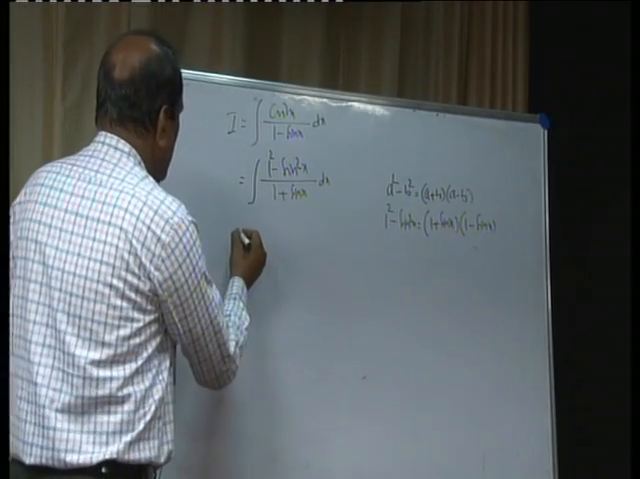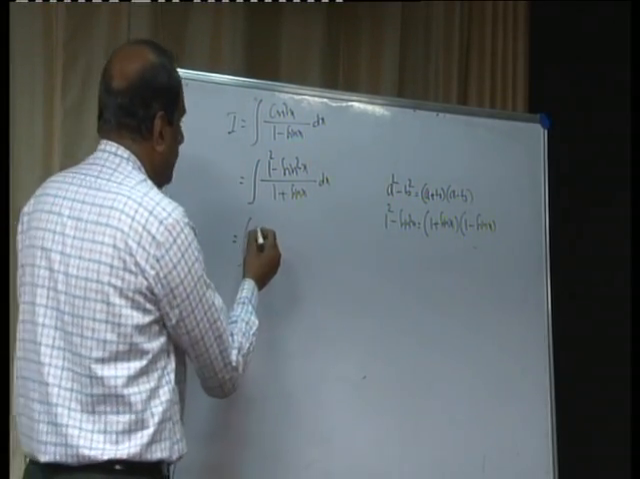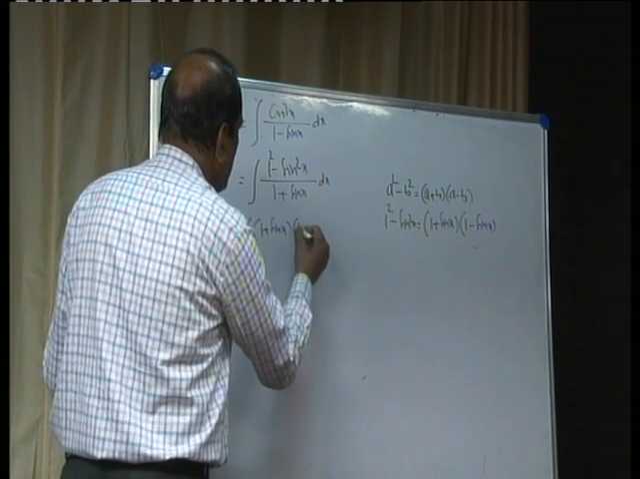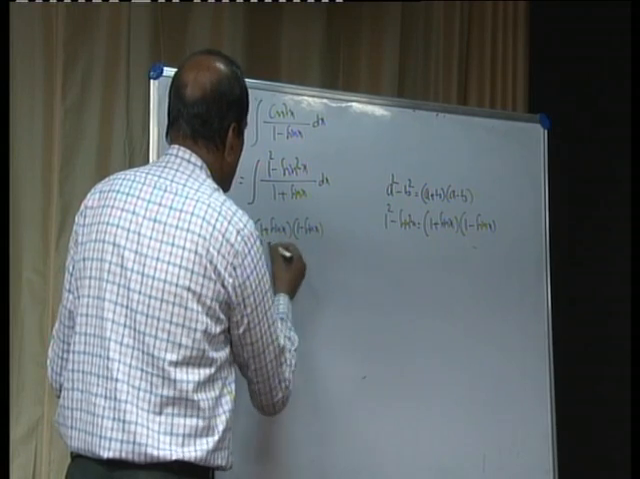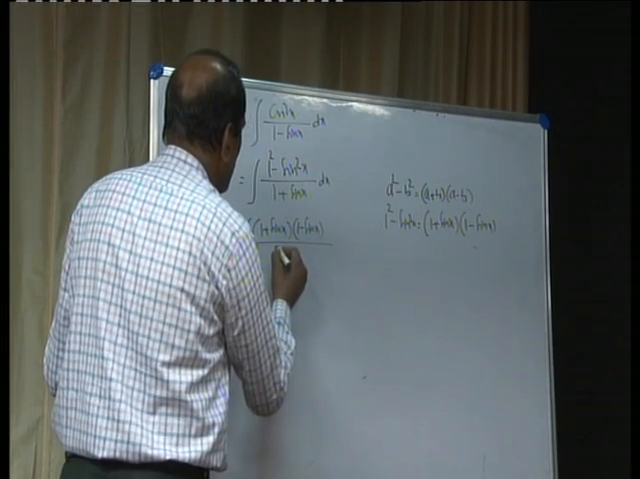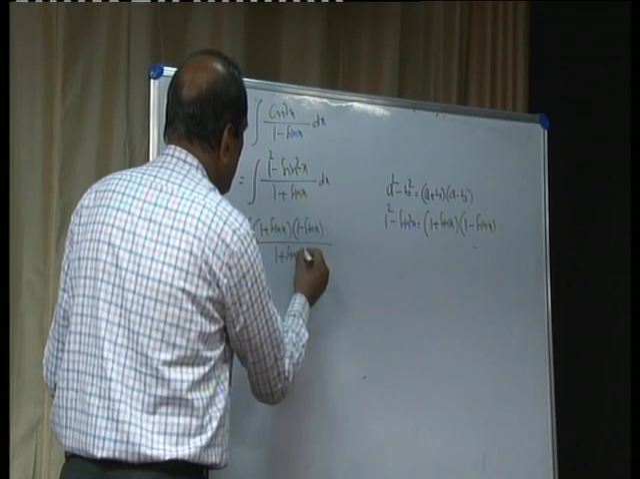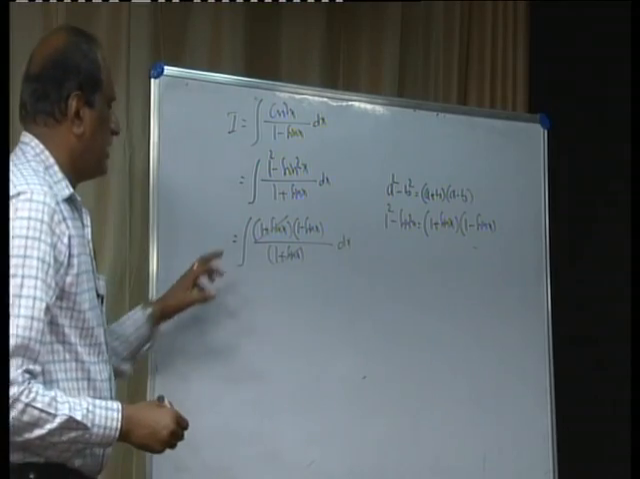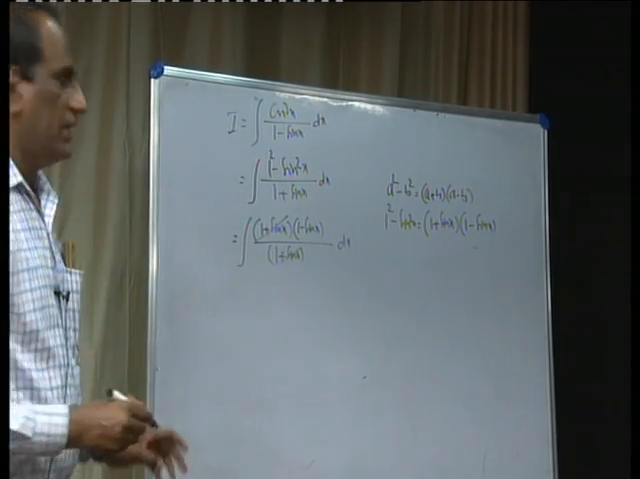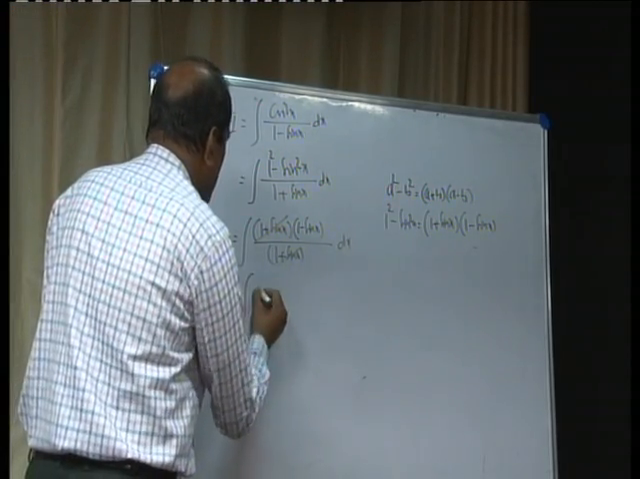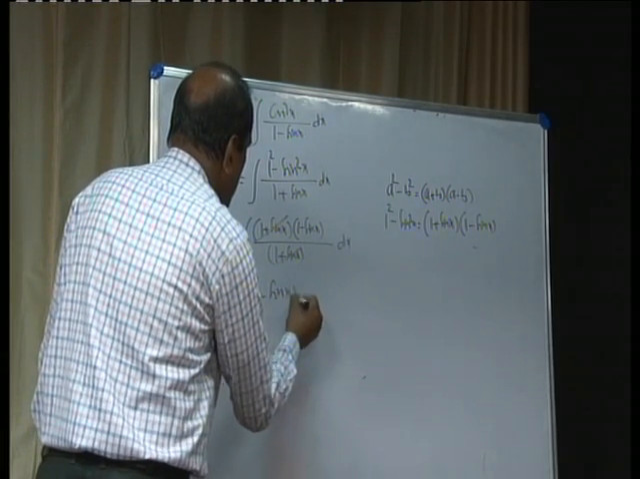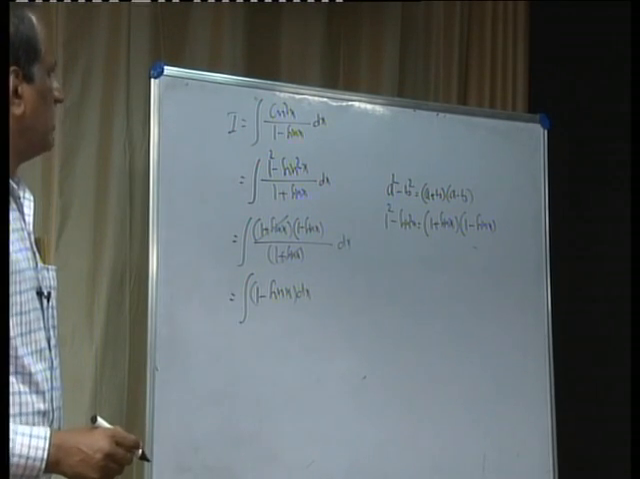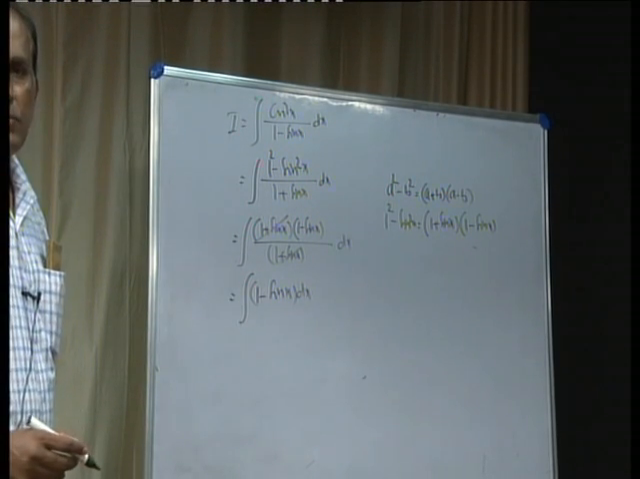Now, the numerator can be written as (1 plus sin x) into (1 minus sin x), divided by (1 plus sin x) dx. So, 1 plus sin x cancels. So we can write 1 minus sin x dx. There is no denominator, so you will be getting 1 minus sin x in the numerator.